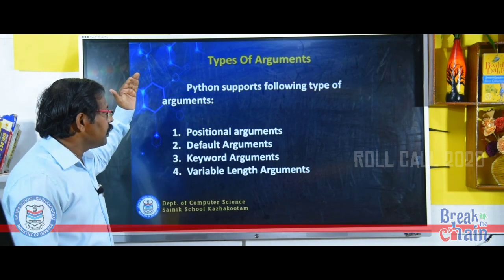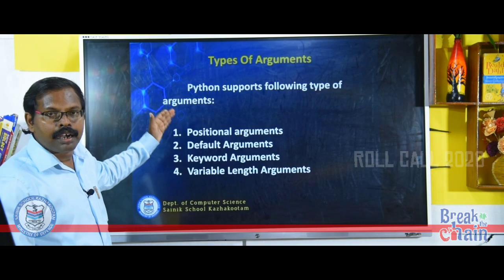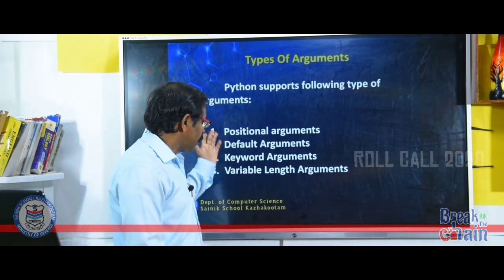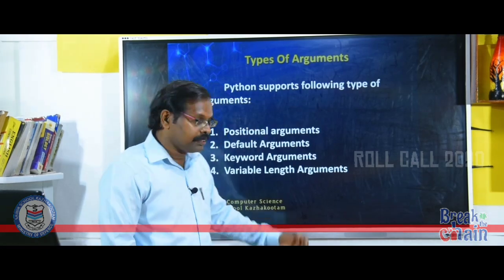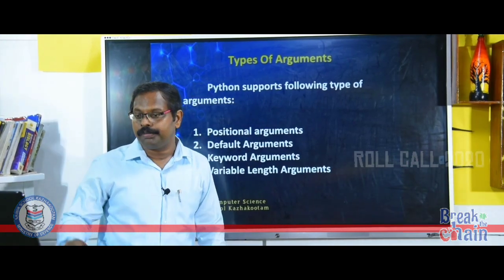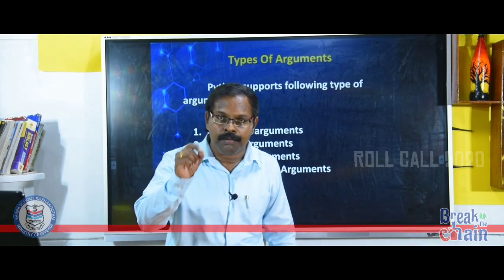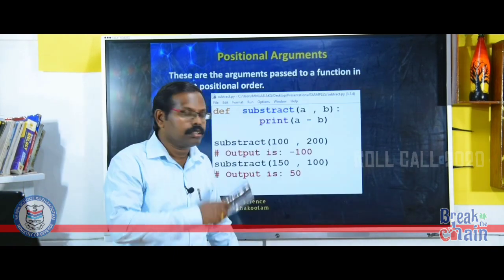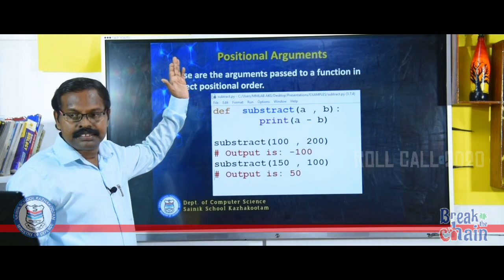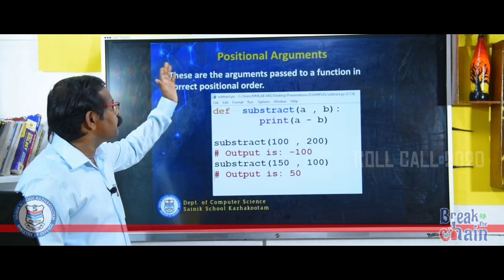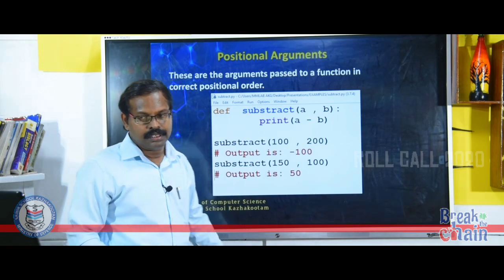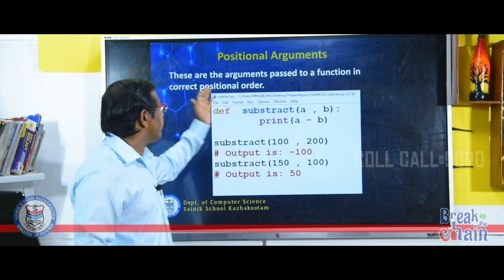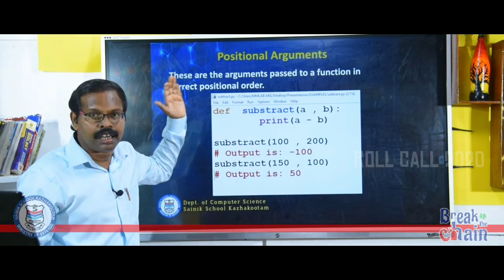You look here, there are 4 types of arguments in Python. One is positional arguments, second is default arguments, third is keyword arguments, and fourth is variable length arguments. Types of arguments in detail we will have a look. First type is positional arguments. What are positional arguments? These are arguments passed to a function in correct positional order.